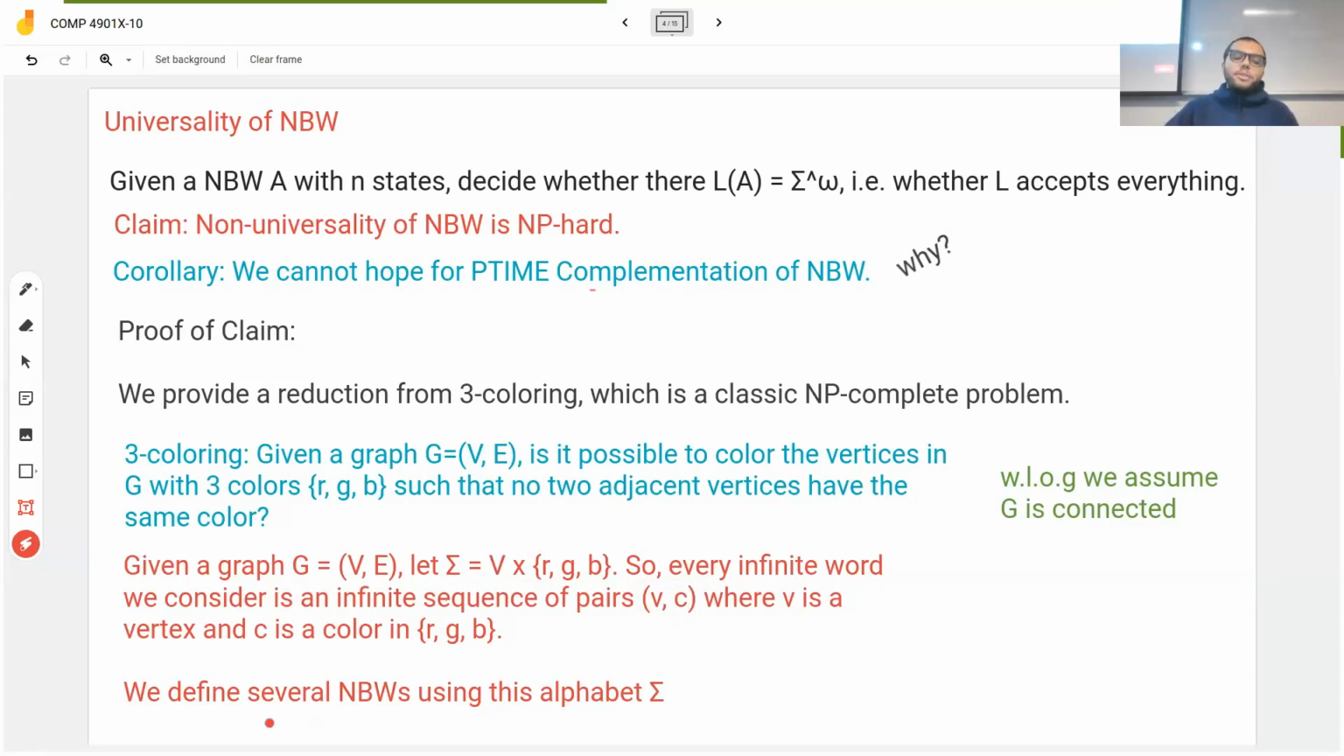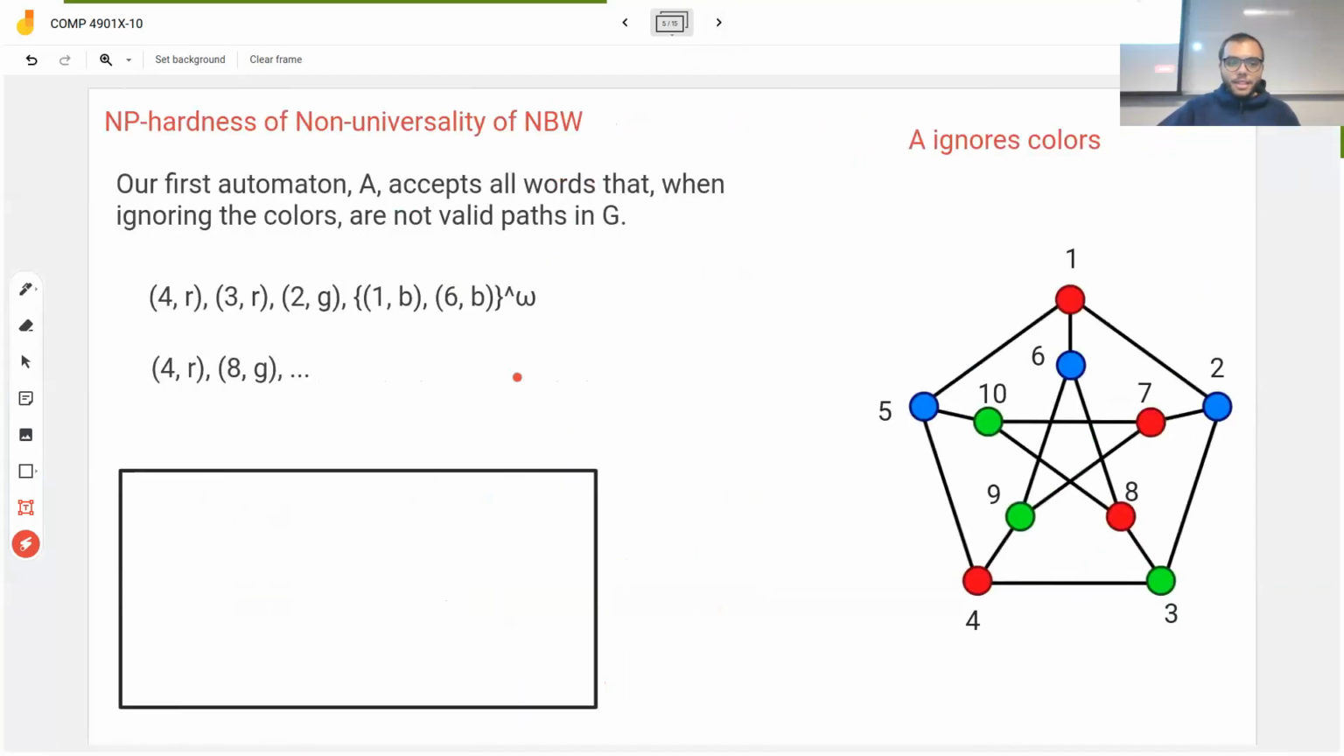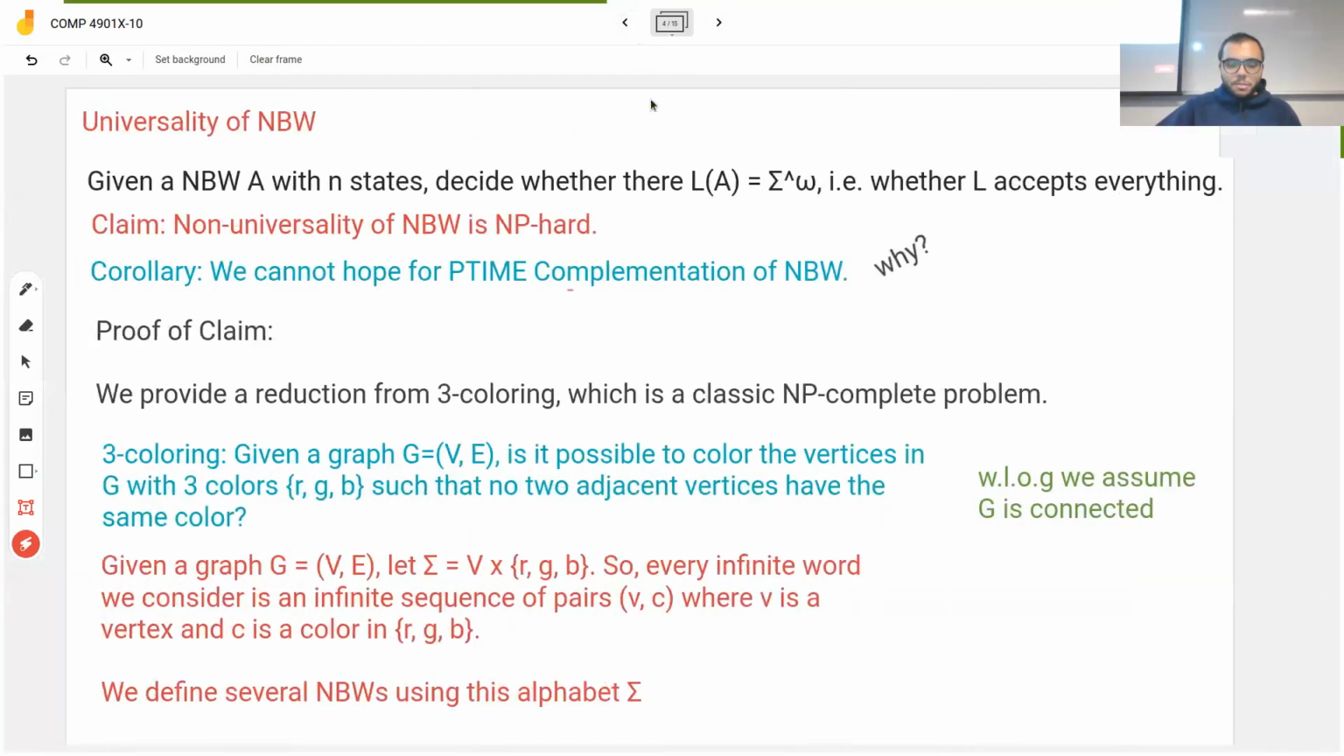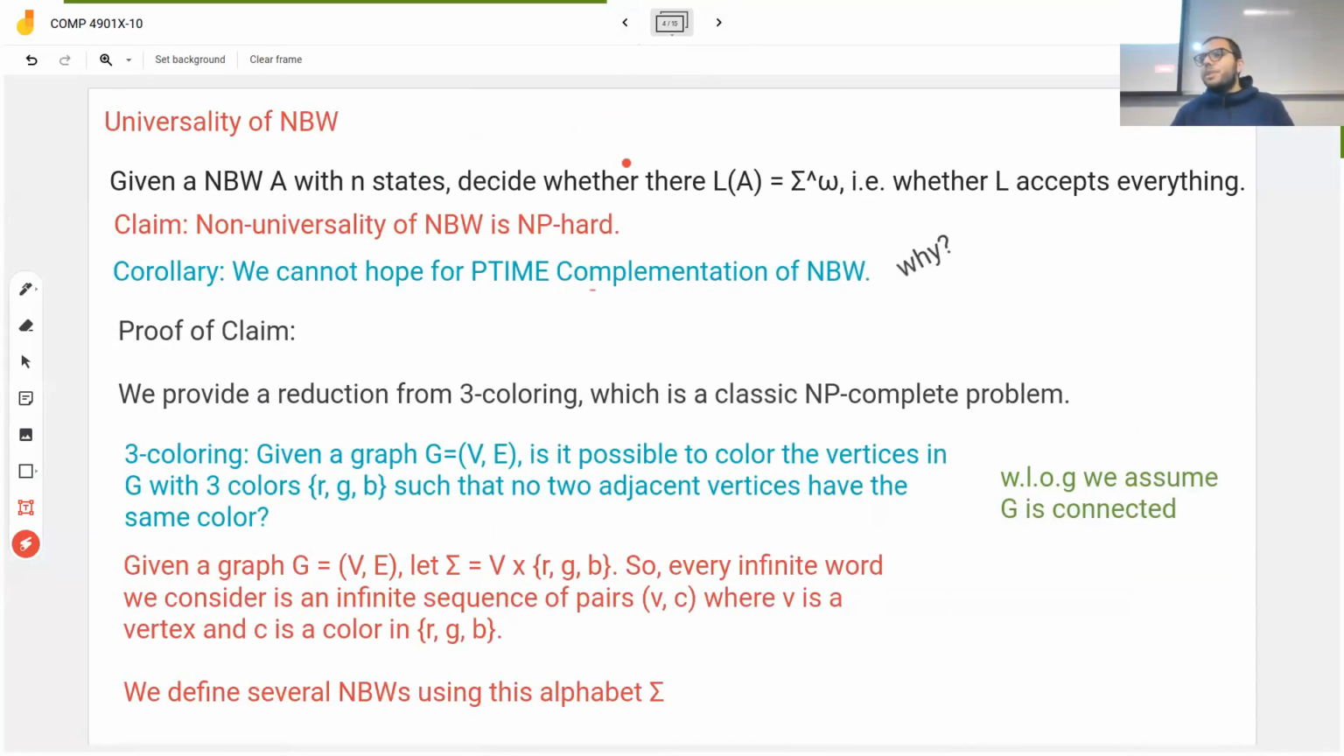And now I'm going to define a lot of different NBWs using this alphabet of vertices and colors. Okay. Well, before I do this, let me give you some intuition. I want to create an NBW, and I want to say that my NBW is non-universal if and only if my graph is 3-colorable.